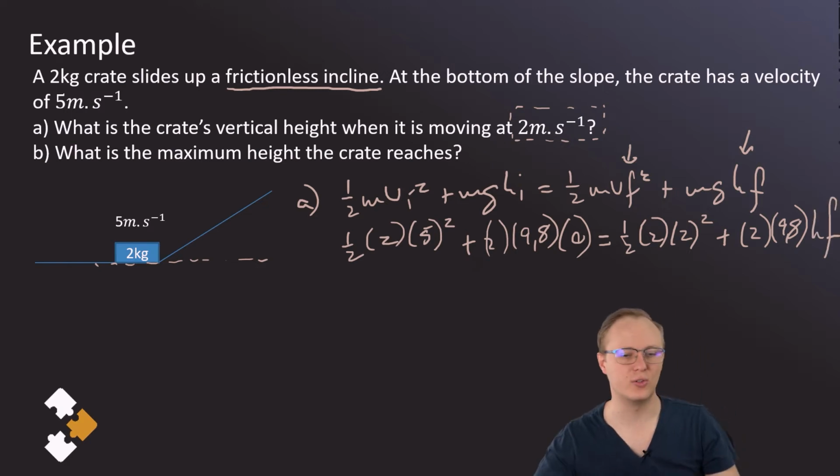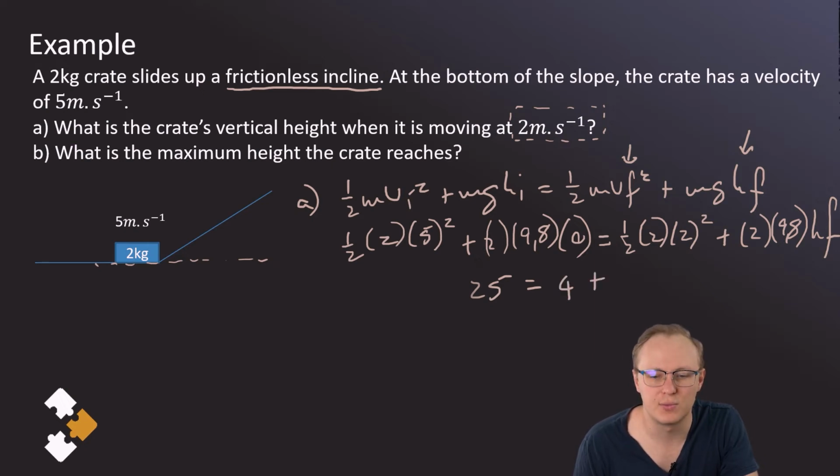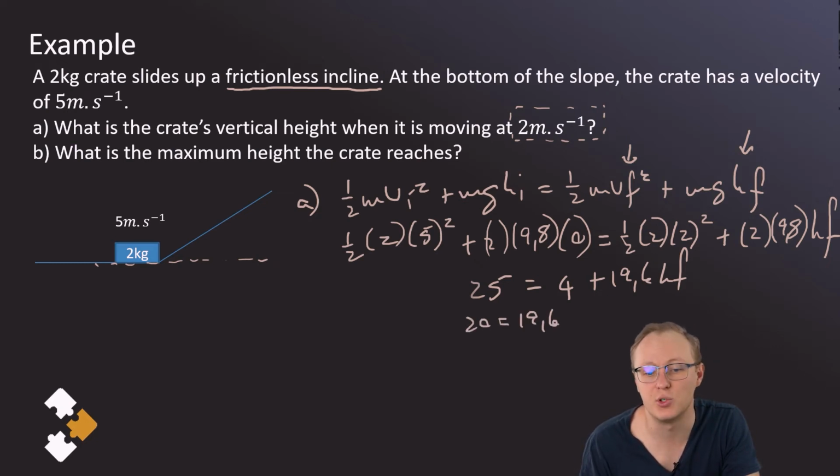Okay, and now we're golden because this is actually not too complicated an equation to solve. We've got 0.5 times 2 times 5 squared, that's going to give you 25, right? And then half times 2 squared is going to give you 4, and that's plus 19.6 h_f. So then we just have to go 25 minus the 4, which gives us 21, which is then equal to the 19.6 h_f. And then we just go 20 divided by 19.6, and we get an answer of 1.02 meters.